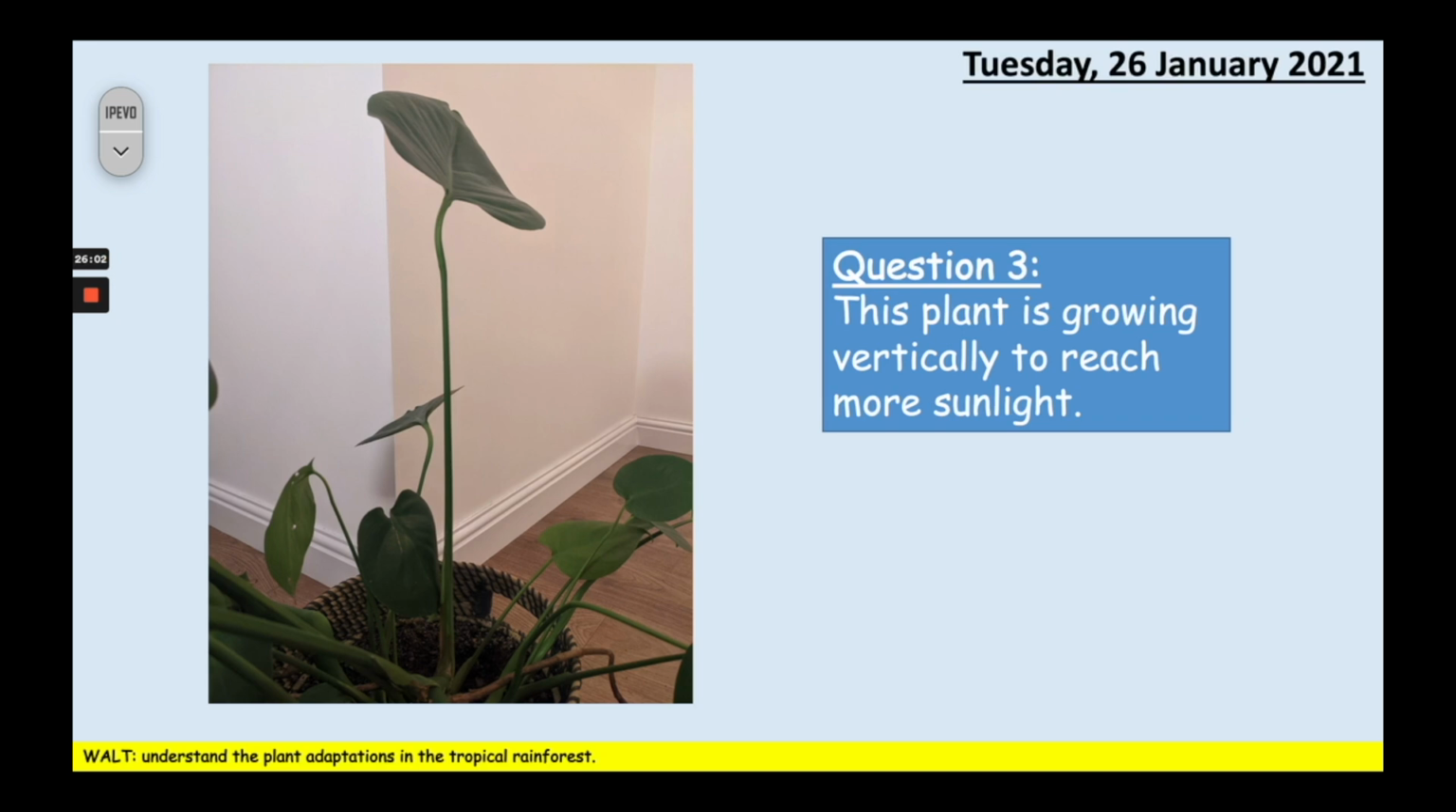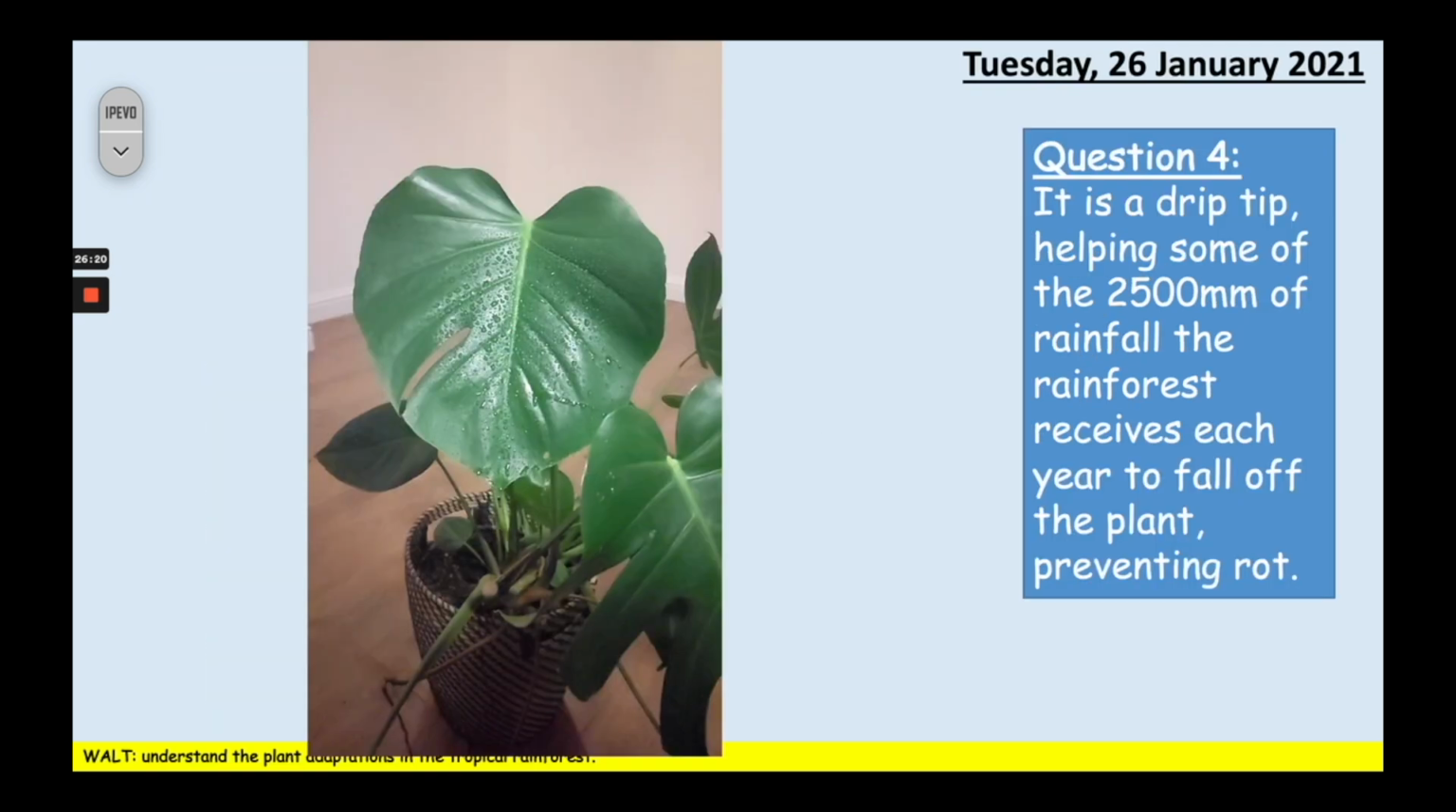So question number 3, with your green pen, this plant is growing vertically to reach more sunlight. So the higher up in the rainforest you go, the higher up from the forest floor, all the way up into the under canopy, the canopy and the emergent, the more sunlight you are going to get. So this plant has put all of its energy into vertical growth in order to reach the sunlight.